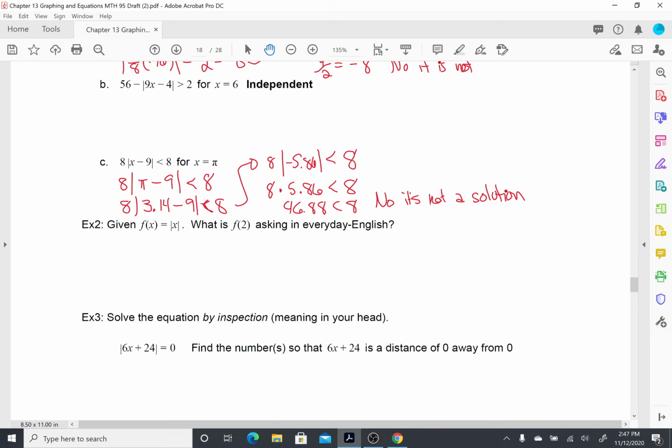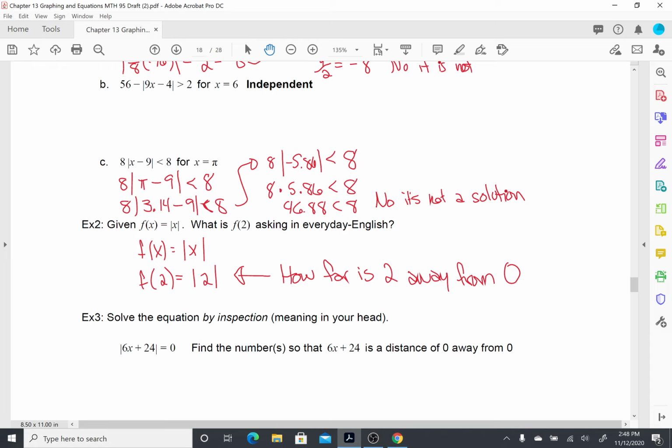Number 2. Given that f of x equals the absolute value of x, what is f of 2 asking in everyday English? Well, let's see. If f of x equals the absolute value of x, what is f of 2 asking me? Well, it's asking me the absolute value of 2. What does that mean? It's asking me how far is 2 away from 0. And the answer to that, 2.